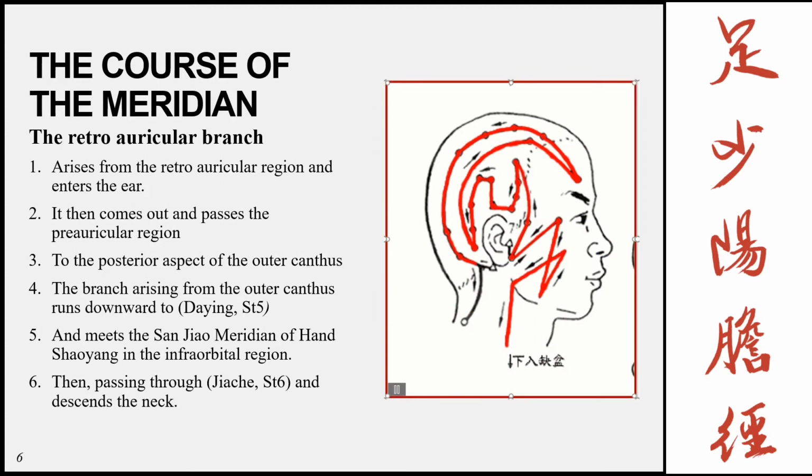So now let's look at the two branches. The first branch is called the retroauricular branch. So I want you to ignore all the red lines. We're going to look at just the pink lines. So it arises behind the ear over there. It then enters the ear and re-emerges in front of the ear at the preauricular region. It then ascends to the posterior aspect of the outer canthus over here. From here, it continues on this red line that descends to stomach 5 over here, and then ascends back to the infraorbital region to meet with the Sanjiao meridian of the hand Shaoyang. And it then passes back down through stomach 6 and continues down the neck.